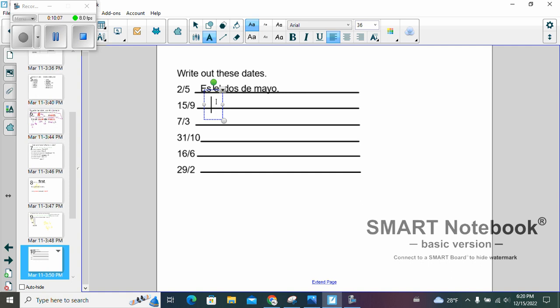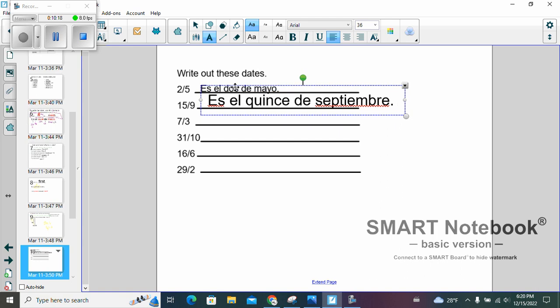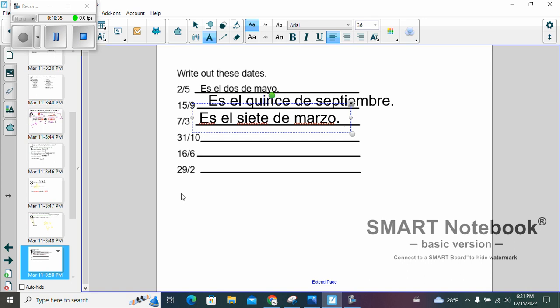So we have es el 15 de septiembre, or 15-9. And for 7-3, we have es el 7 de marzo. I hope you didn't think that that said July 3rd. That would be the English way. Right now we're doing the Spanish way.